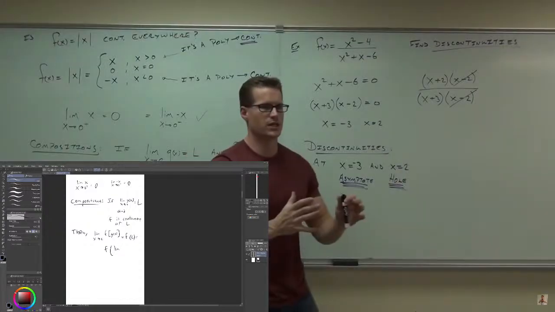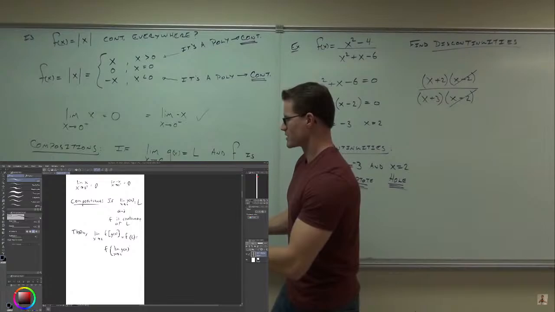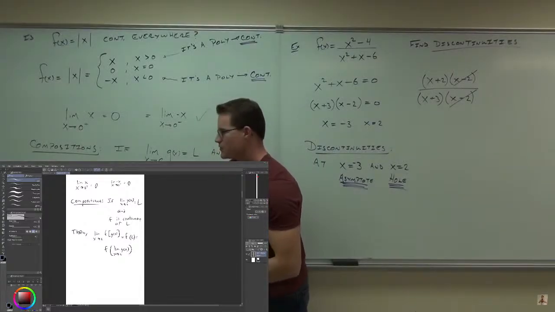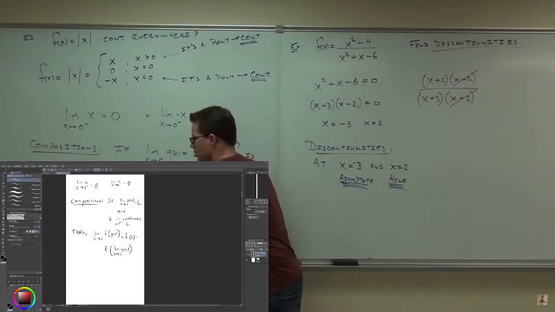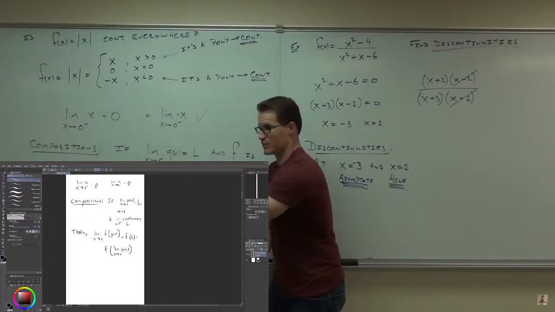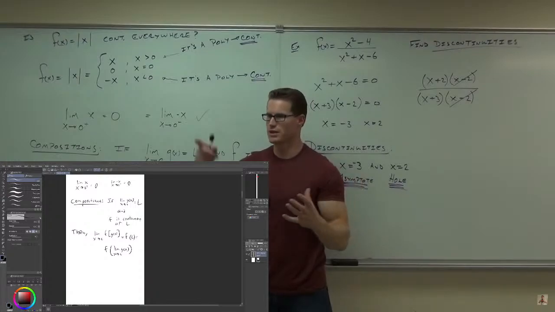What that proves to you is you can separate limits by composition. So this says, look at that. This is a composition of f of g of x. We can pull the f outside of the limit. We can take the limit of the g of x and then apply the function. That's really interesting, yeah.